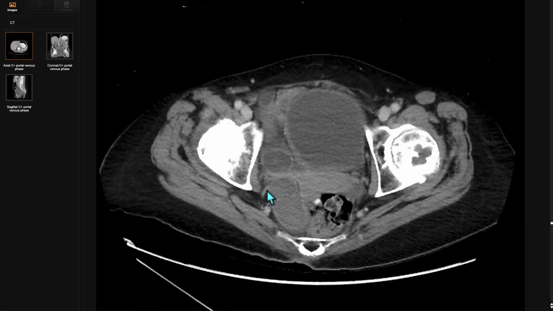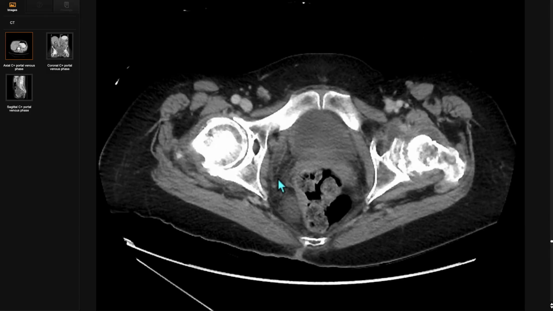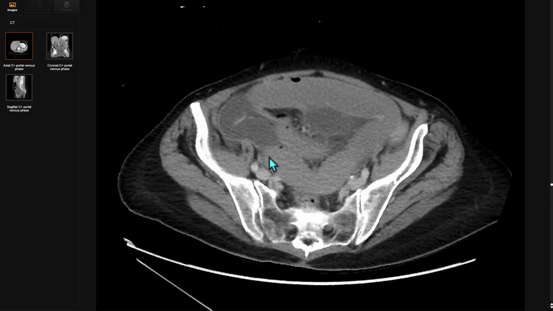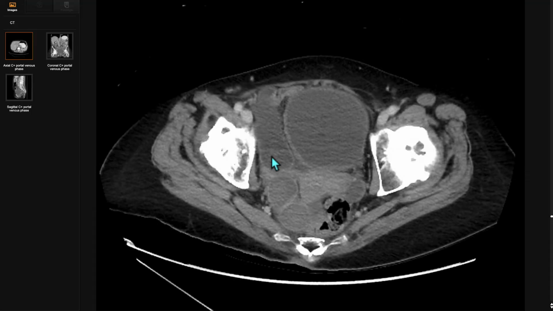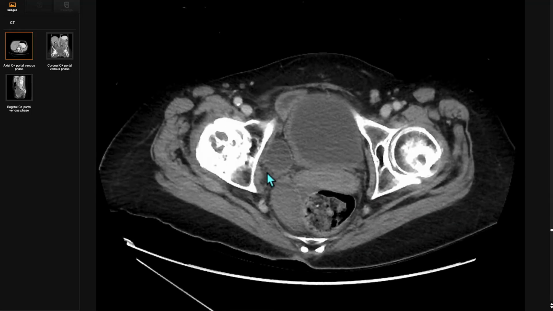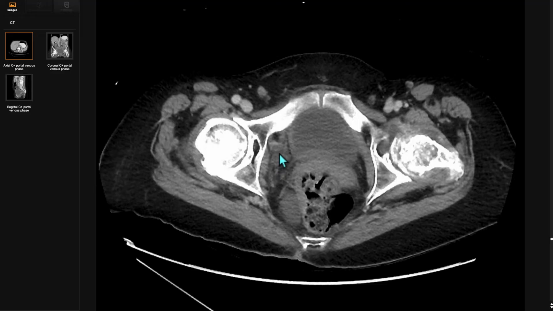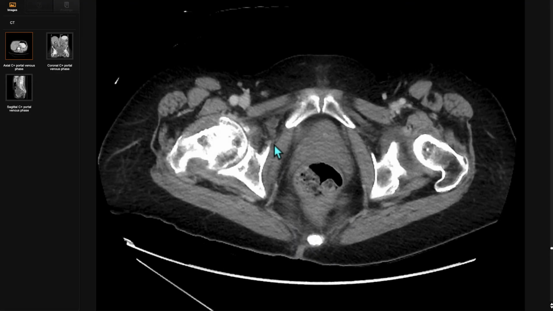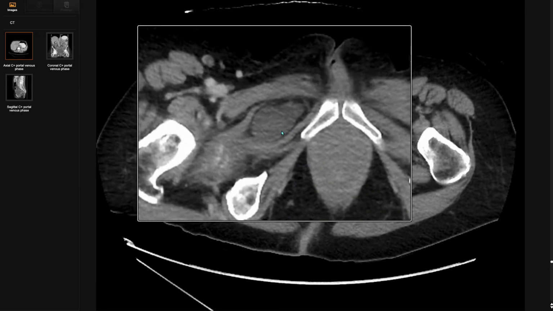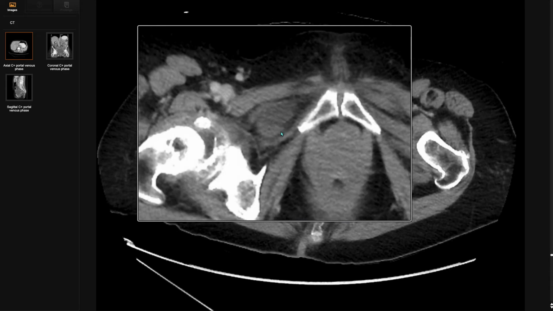So as we scroll back and forth and try and look for the cause, no clear cause is found. It might be tempting in a case like this to move on and attribute the obstruction to likely adhesive disease, but it's important to scroll all the way in the pelvis and also look on multiple planes. And here, as we continue to scroll down deeper into the pelvis, we find that the patient has a hernia resulting in the obstruction.